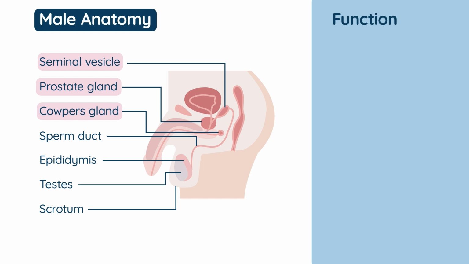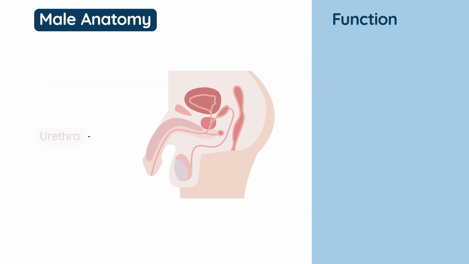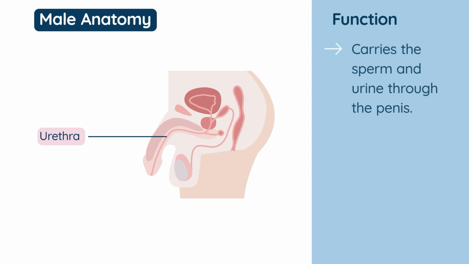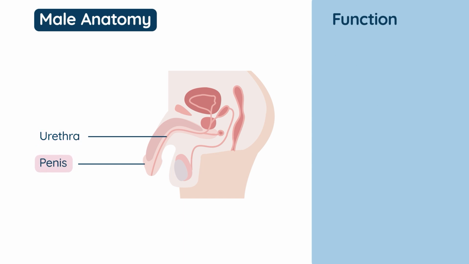Through the central part of the penis is a pipe called the urethra, and it carries the sperm through the penis. It also carries urine through the penis. Finally, the penis itself, its job is that it places sperm inside the female body.